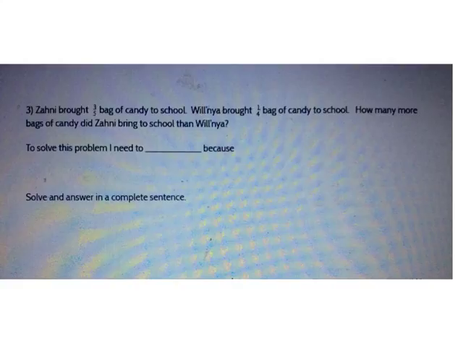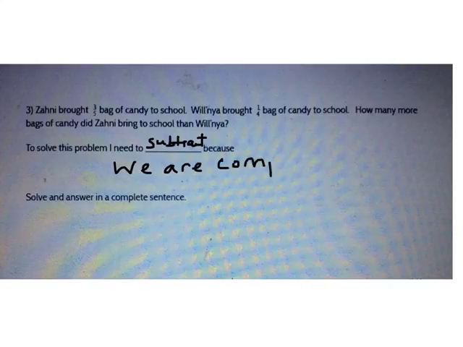Now let's look at another problem. Zanai brought 3/5 of a bag of candy to school. Naya brought 1/4 of a bag of candy to school. How many more bags of candy did Zanai bring to school than Naya? What operation would I need to use to solve this problem? I would need to subtract, because we are comparing the amounts of candy. We're finding how many more.